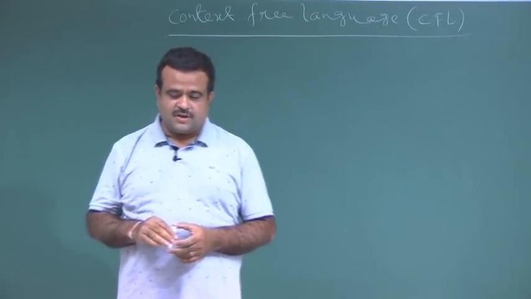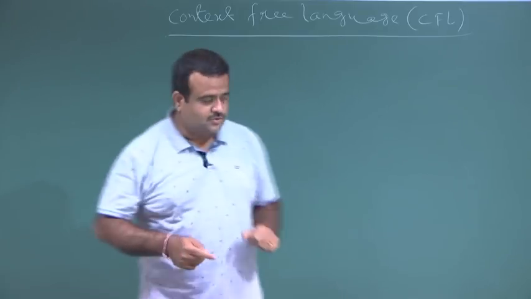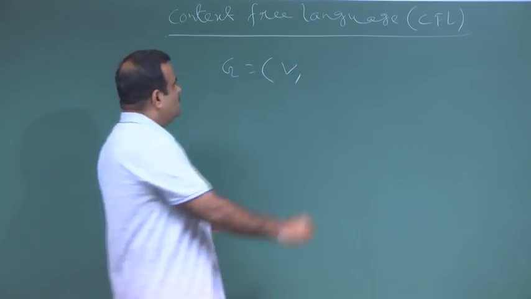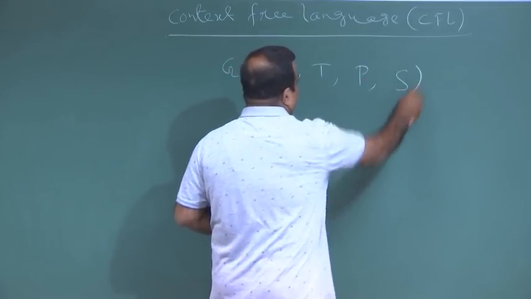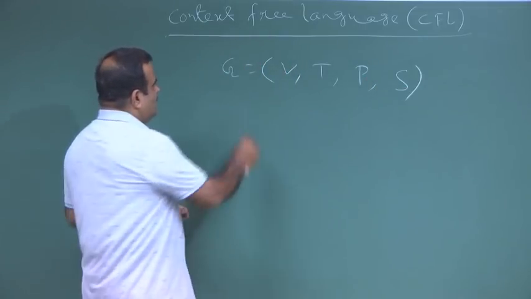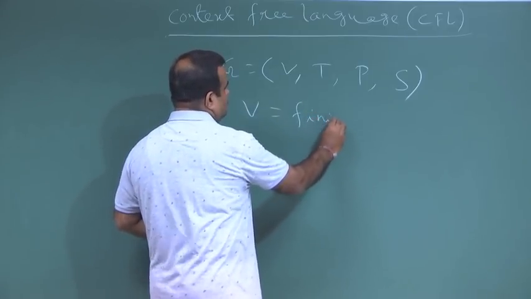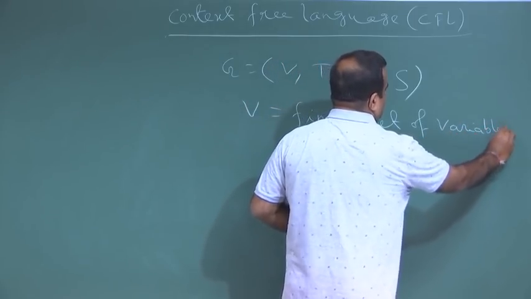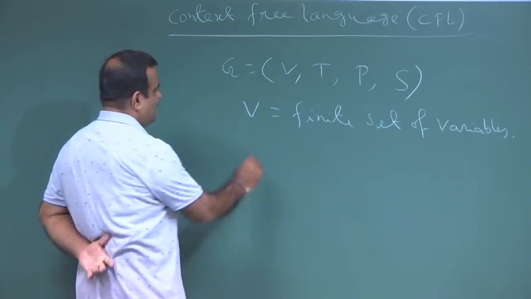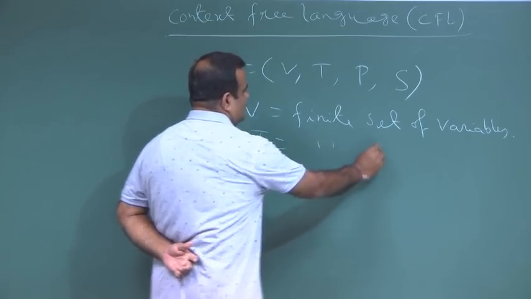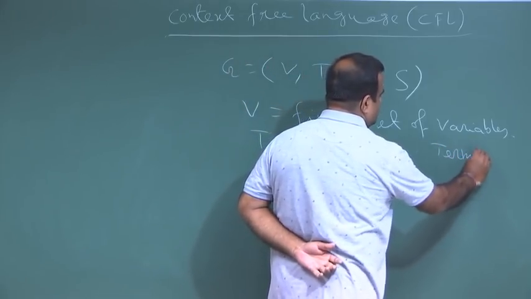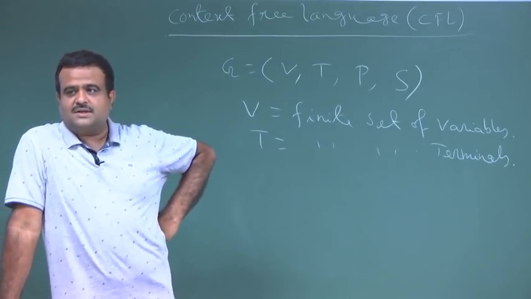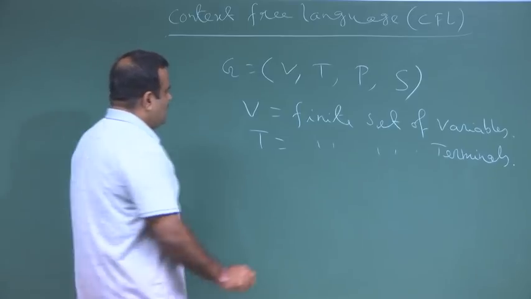Okay, so we are talking about context free grammar. Just to recap, it consists of a 4-tuple V, T, P and S, where V is the finite set of variables and T is also a finite set of terminals, or we can say alphabets in our automata terms. It is a set of alphabets which is finite.